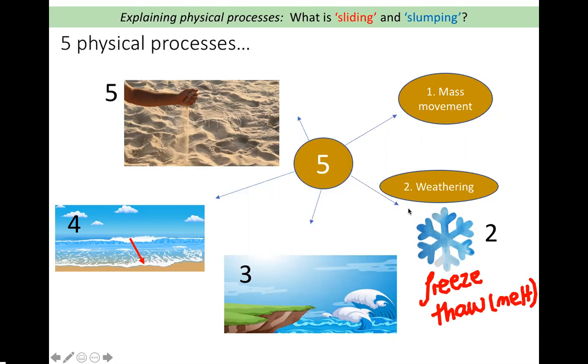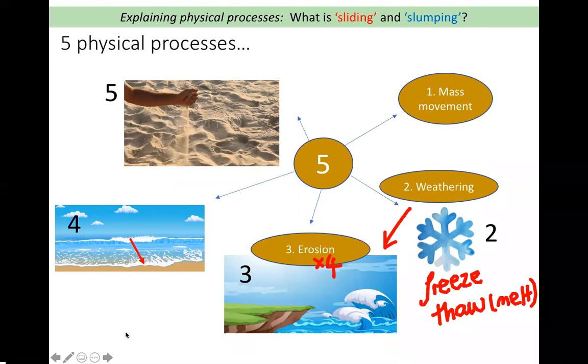So once the rock is weakened, it can then be eroded, okay? Now, erosion comes in 4 different forms: hydraulic action, abrasion, attrition, and corrosion. Okay, so you should know 4 types of erosion.